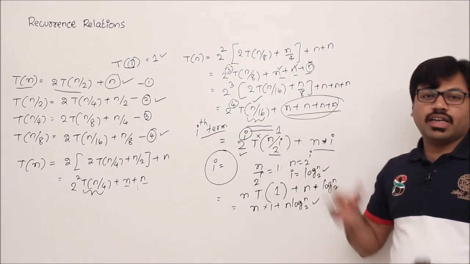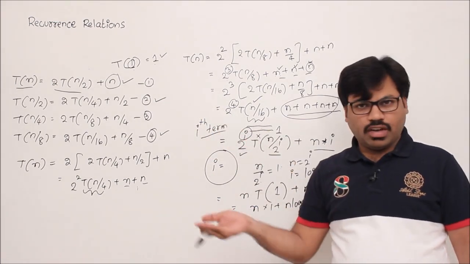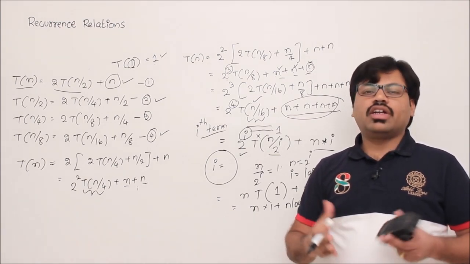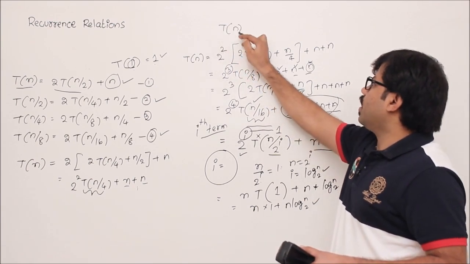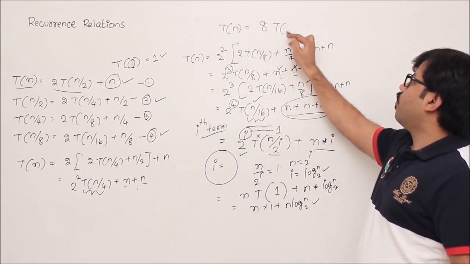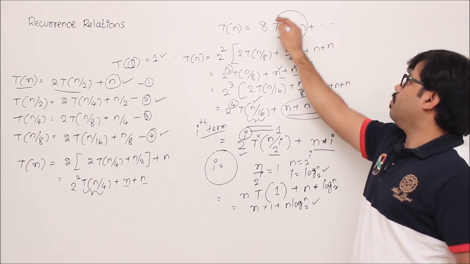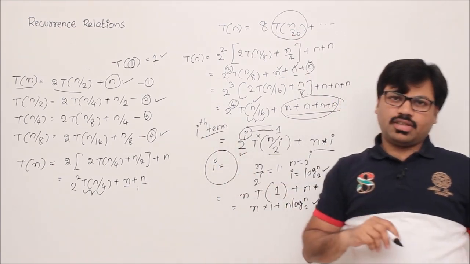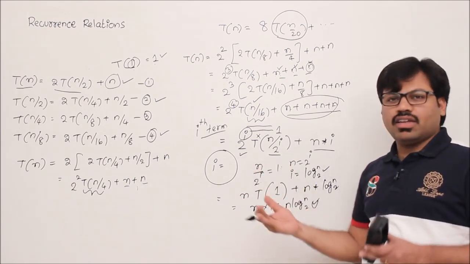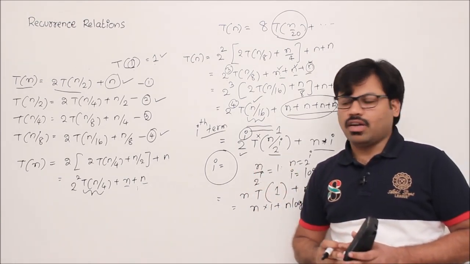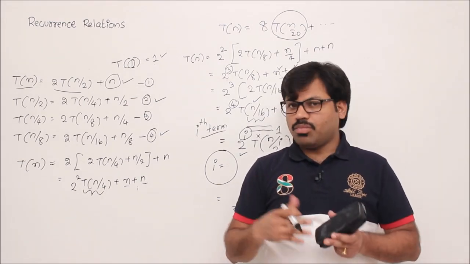In that way we can solve recurrence relations when you have only one recurrence term, like T of n equal to 2 into T of n by 2, or T of n equal to T of n minus 1 plus something, or T of n equal to 8 into T of n by 20 plus something, anything. But only one recurrence term. Then always go for substitution. You get the solution, but it takes a lot of time; if you practice it, then you can answer quickly.